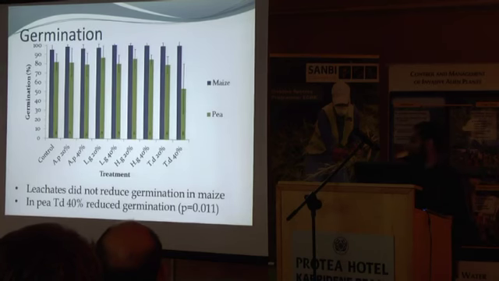Germination. In terms of germination, leachates did not reduce germination in maize. However, Tithonia at 40% did reduce germination. We still used Tithonia to produce a soil enrichment media, as the composting process would potentially degrade the allelopathic compounds.